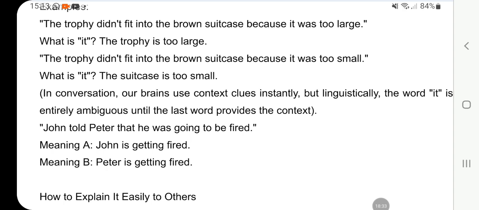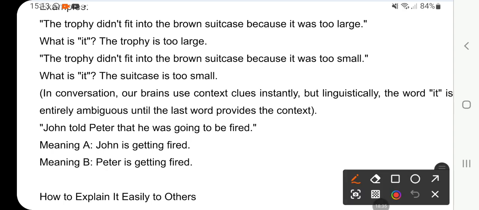Ambiguity is because of it. The problem is that confusion is created because of the pronoun. So what is it? The trophy is too large. The trophy did not fit into the brown suitcase because it was small. So what is it? Trophy or suitcase? The suitcase is too small, right? Or the trophy is too large.